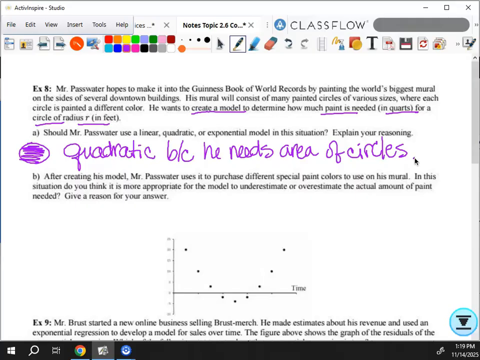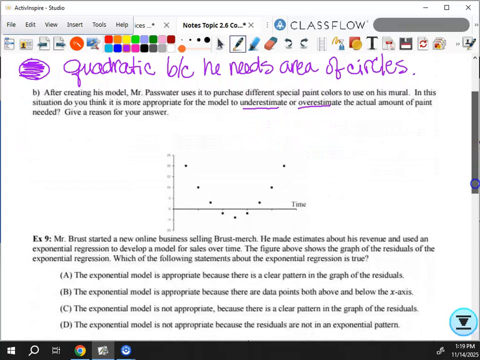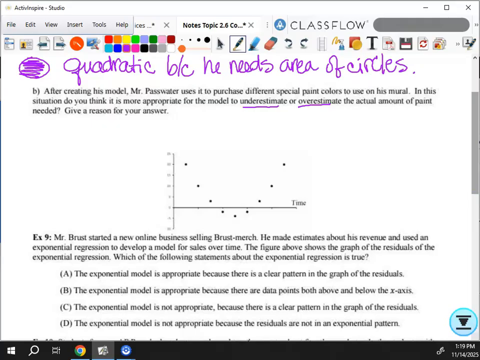Then after creating his model, Mr. Passwater uses it to purchase different special paint colors to use on his mural. In this situation, do you think it is more appropriate for the model to underestimate or overestimate the actual amount of paint needed? What do we think? Overestimate. Why? Right. So he has enough paint to finish, right? And he could just have extra. Extra is better than having not enough. Okay. So we would say overestimate. So he has enough paint to finish, something like that.